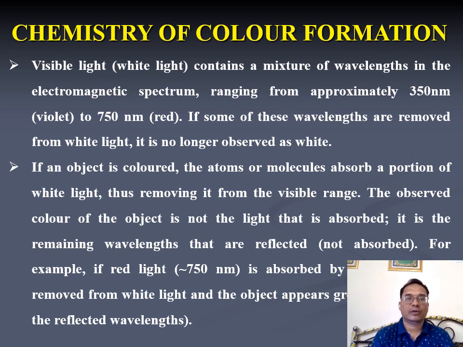The chemistry of color formation is very interesting. As we all know, visible light contains a mixture of wavelengths in the electromagnetic spectrum ranging from approximately 350 nanometers to 750 nanometers. If some of these wavelengths are removed from white light, it is no longer observed as white.